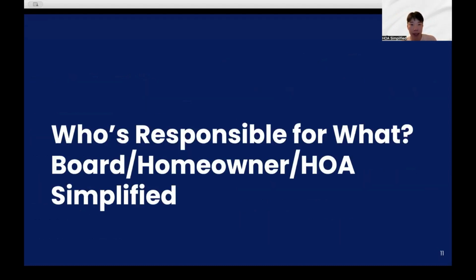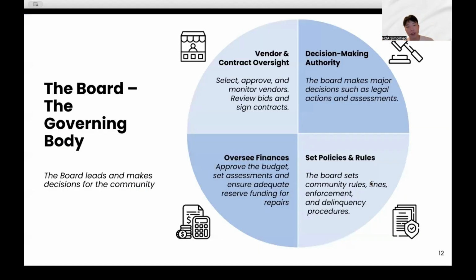And the next section is who's responsible for what. This section will go over what the board is responsible for, what the homeowner is responsible for, and their tasks and role for us as a management company. So first, the board, the governing body: you, the board members, ultimately lead and make decisions for the community. So we don't make decisions, the board does, right?